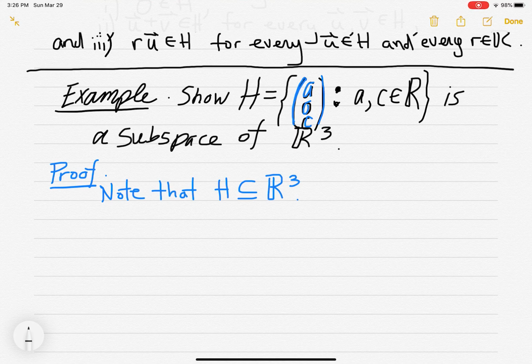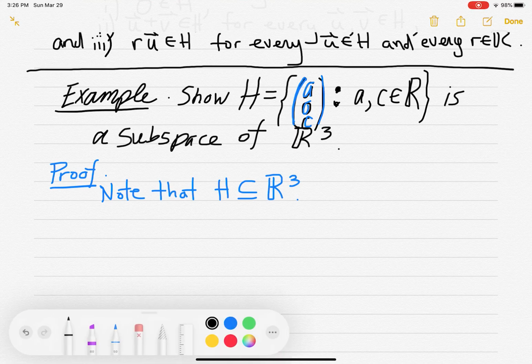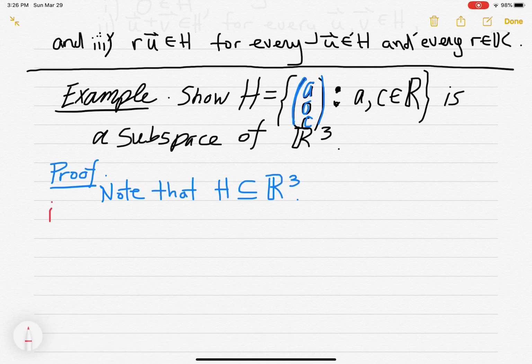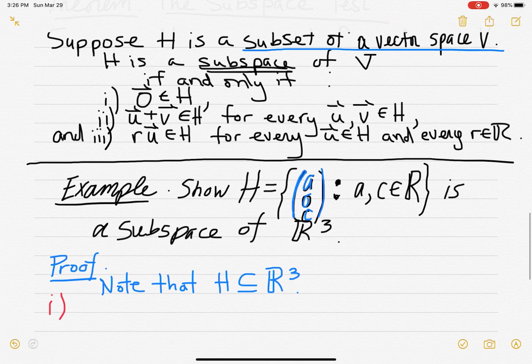Okay. So now the first big step is we have to show that the 0 element is in here. That is kind of the first step right here. The 0 element is in H.